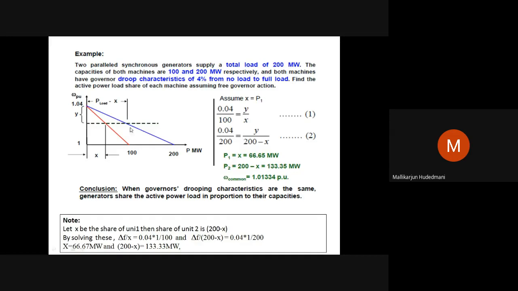This is called omega common, or common frequency. That is nothing but y for me. Y is 1.04 minus this value. If I get it, I'll be getting this operating frequency, which is between 1 and 1.04. Somewhere it is marked here. What is the value of this? I am able to get it if I know the value of y: 1.04 minus y, I'll get this point.